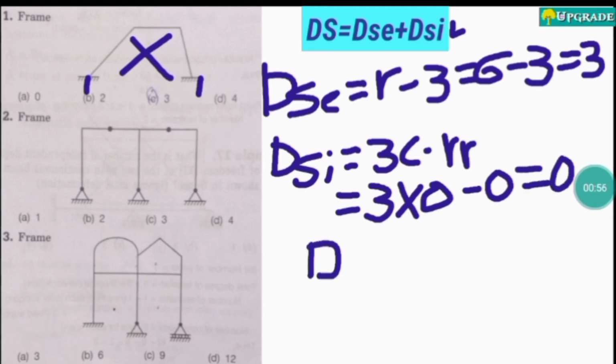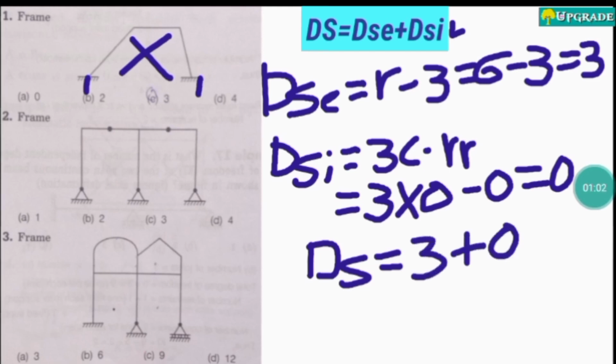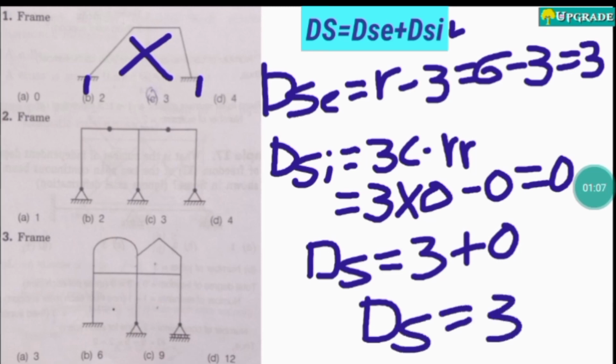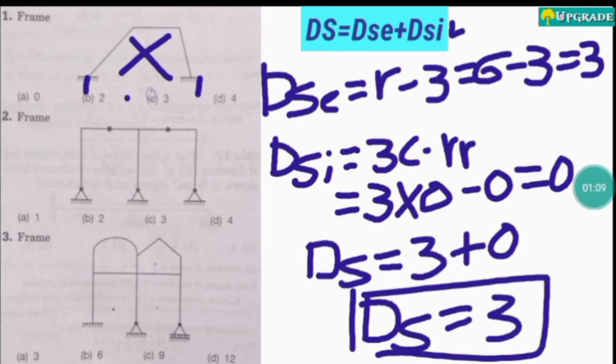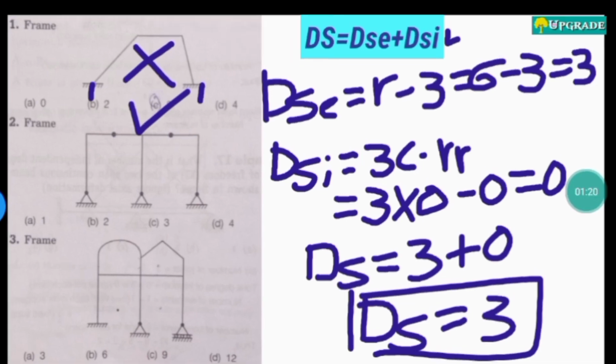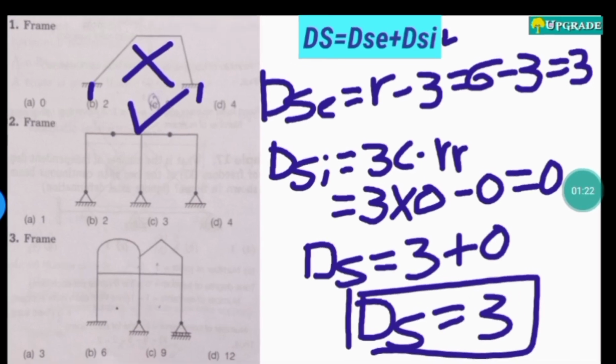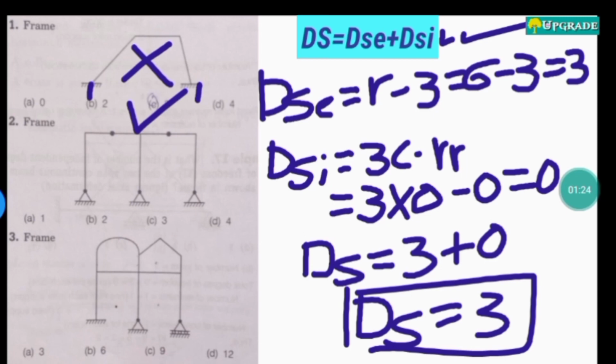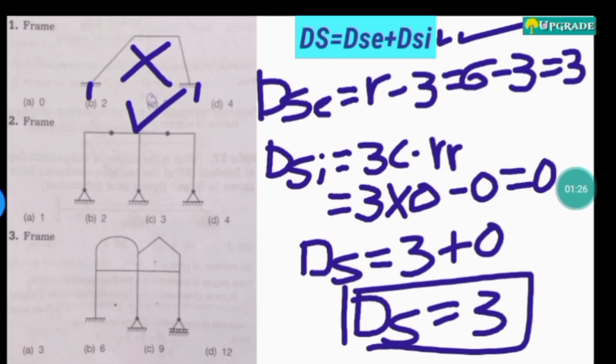We know the ds formula is dsc plus dsi. We know the value of dsc is 3, plus dsi 0, therefore ds is equal to 3, so option C is correct. The answer is the same whether you use this formula or the earlier formula. That is left to you, but my suggestion is to go through this formula only, because it is very simple to calculate the ds.